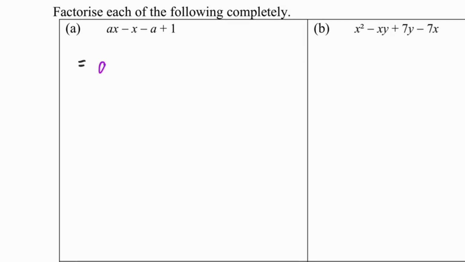Like, for example, ax minus a, and then the positive 1 is behind, minus x is behind. Let's see what happens. Will we get back the same answer as you would have seen previously in this video?